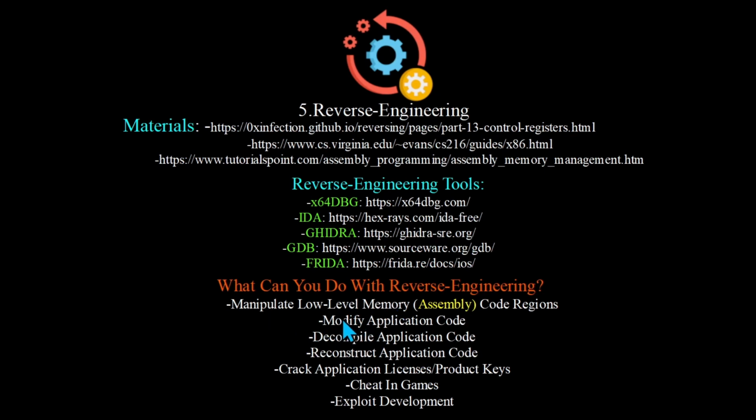And you can also modify application code, or decompile application code, or reconstruct all the source code that the developer has written for the software or application. You can also crack application licenses and product keys to get them for free if you know how to manipulate and reassemble the code. You can also manipulate games to cheat in games. And there are also ways to exploit systems, to find a vulnerability in them, and from there craft exploits.